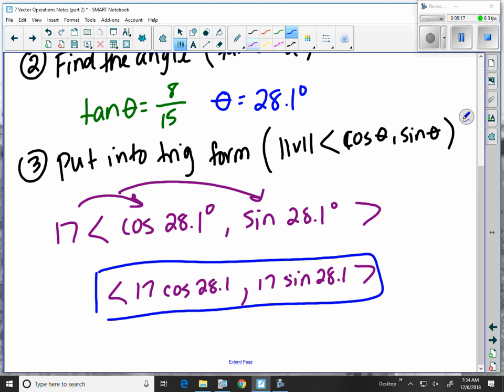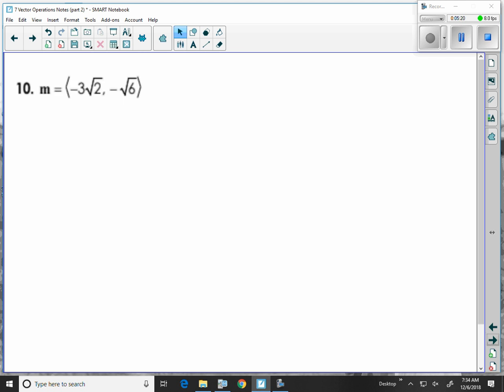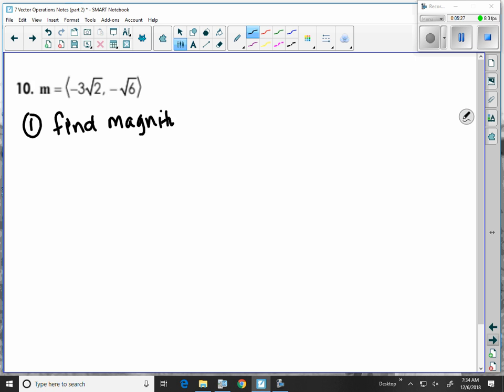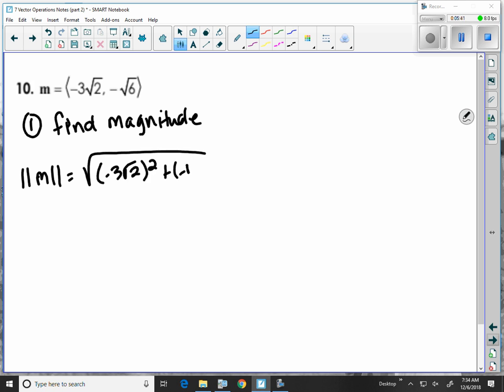Okay. Let's go ahead and do number 2. Same steps. Okay, same steps. So first we're going to find the magnitude. Weird, right? It already has a square root in it. That's okay. You can put it in your calculator just like that. See if it turns out nice.